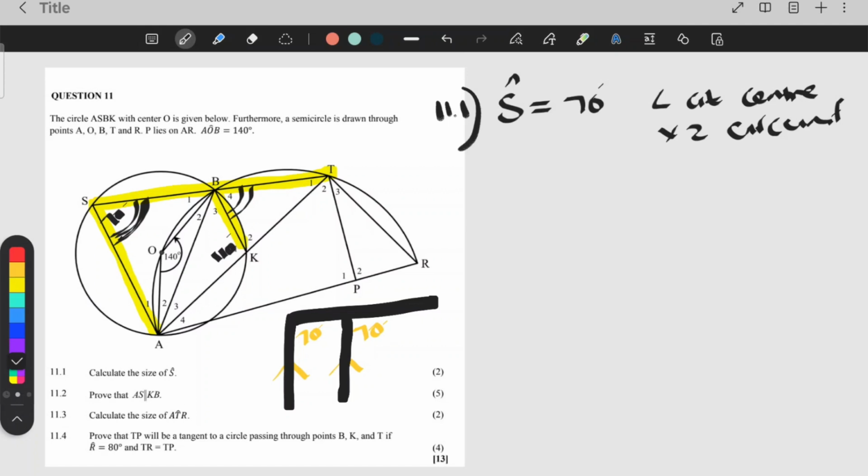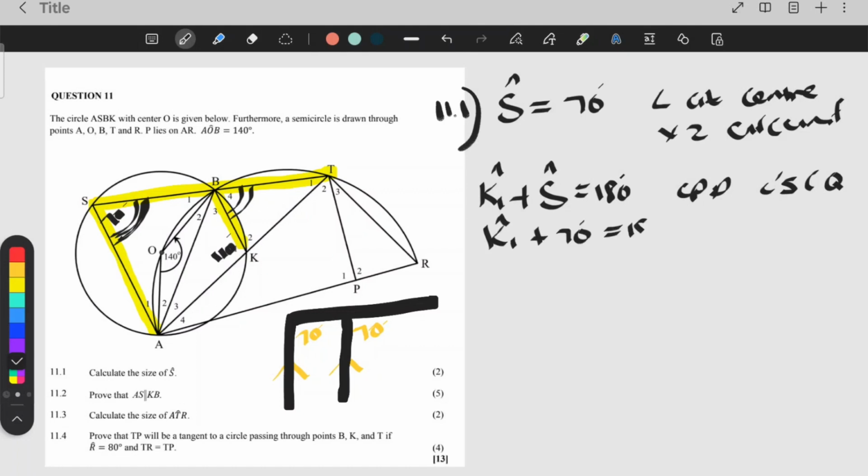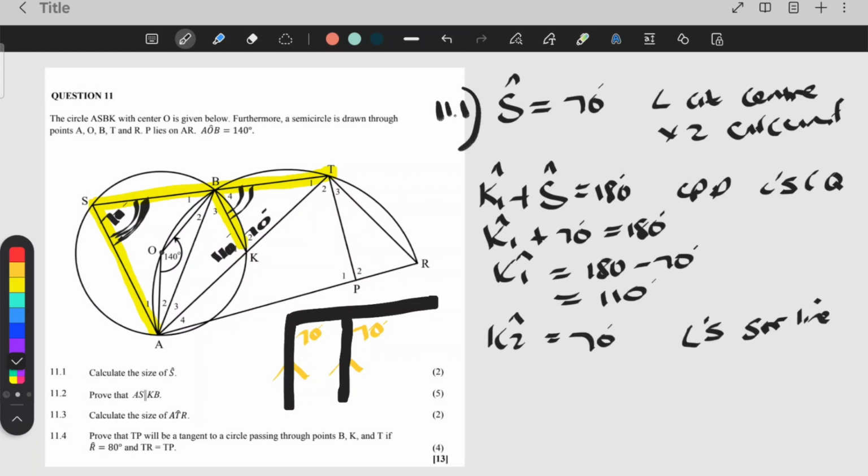Opposite angles of a cyclic quad. Okay, let me write that down. So that was angle K1. So angle K1 plus angle S is 180, opposite angles of a cyclic quad. So K1 plus 70 is 180. So K1 is 180 minus 70. K1 is 110. Okay, then K2, because this is angles on a straight line, K2 is 70. K2 is 70. Angles on a straight line.